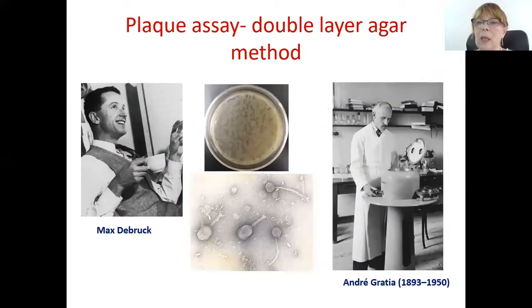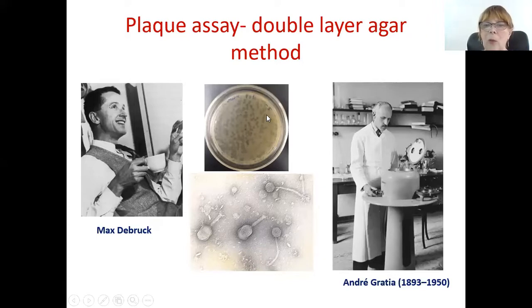Now, one of the best discoveries, not only for visualization but also for multiplication of bacteriophages, was the plaque agar method, which is known as the double layer agar method, developed by Andre Gratia, who used the lower agar with a concentration of 2%, and the soft agar with a concentration of 0.7%. And this allowed him to visualize the plaques.